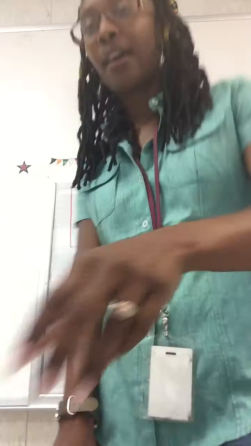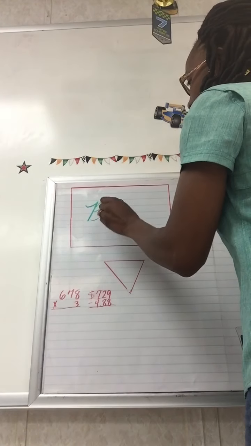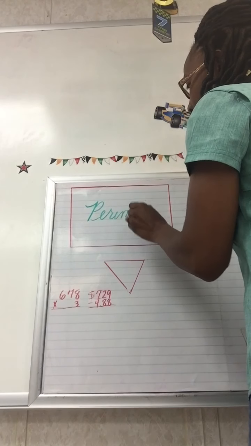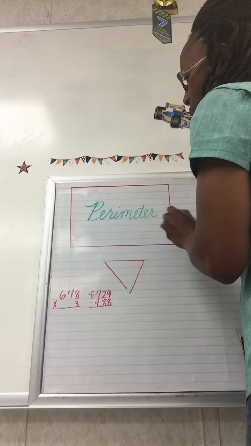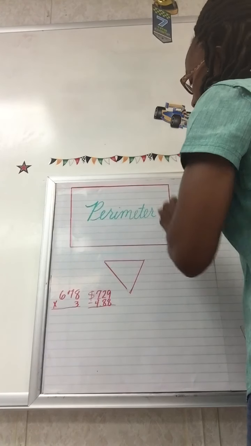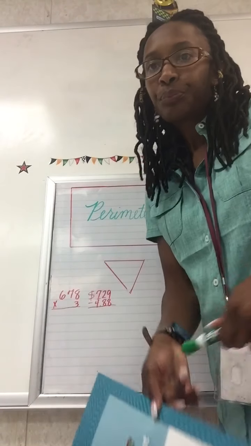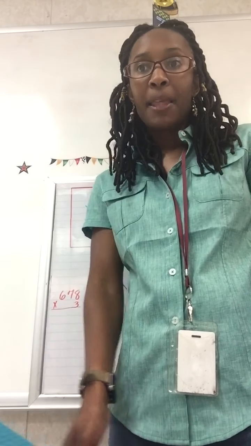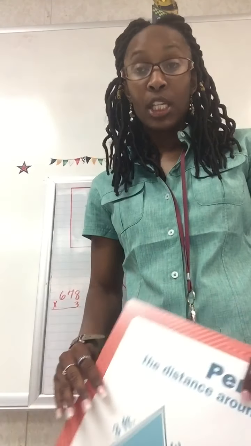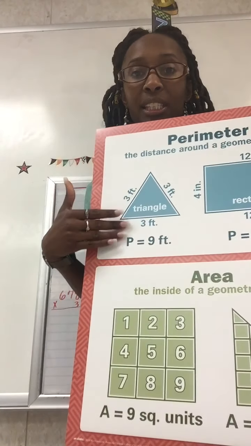The distance around the playground is called the perimeter. Can you say that word with me this time? Perimeter. Good. So the distance around the playground is called the perimeter. Now the perimeter is the outside of a shape, period, okay? To find the perimeter of a shape, we simply have to know the length of the sides of the shape.